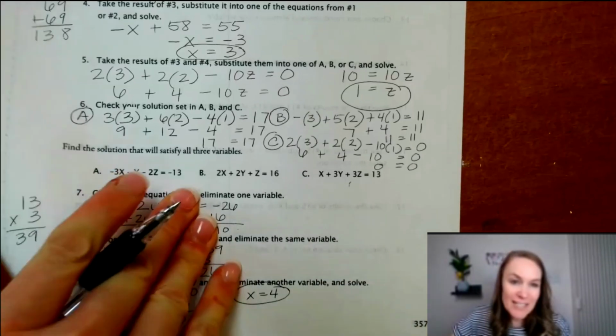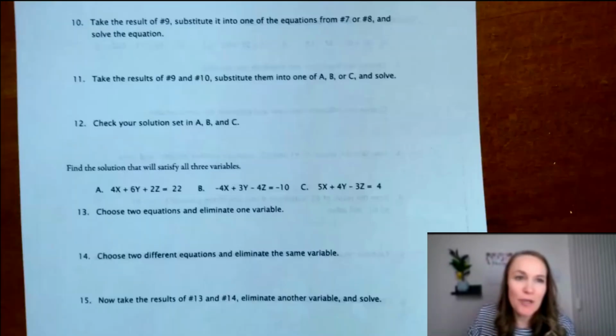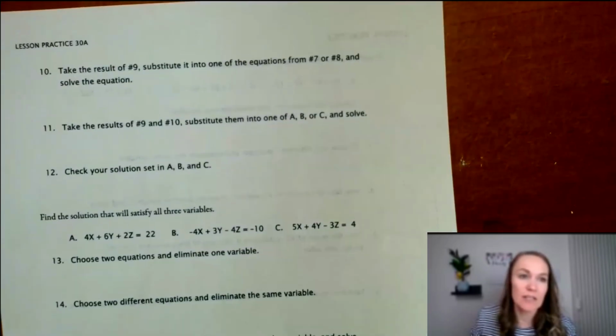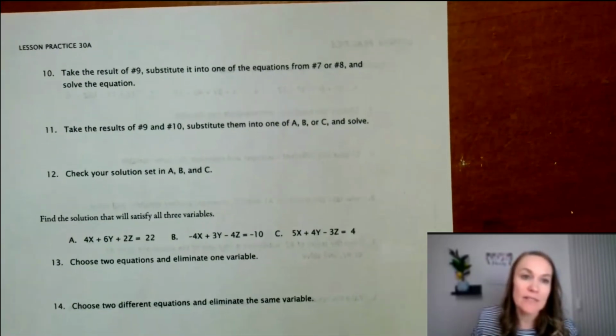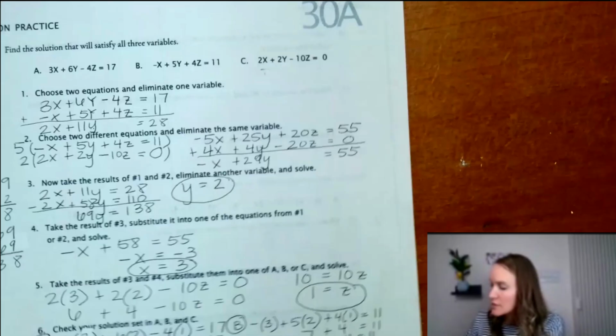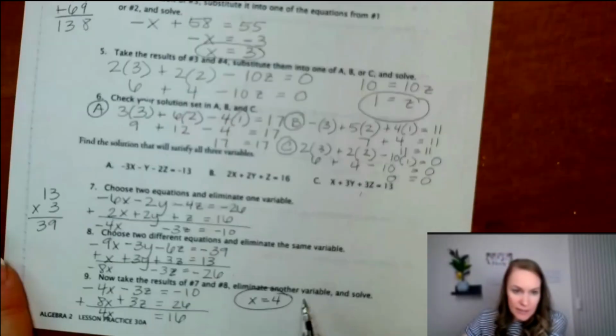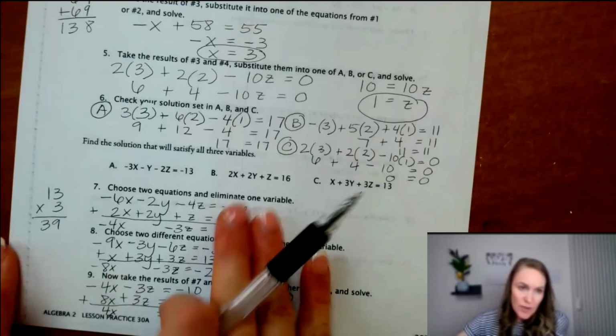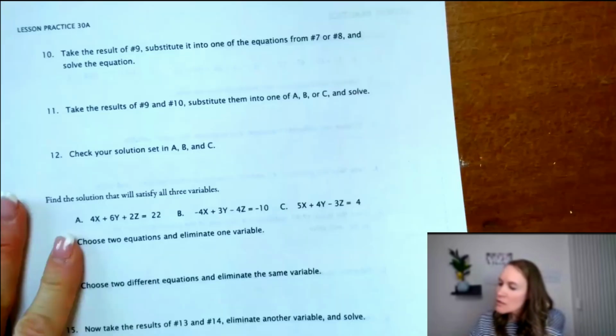Okay, what's my next step? I kind of wish they put all these steps on the same page, but they didn't. So that's okay. We're going to work with it. It's going to be fine. Take the result of 9 and substitute in one of the equations from 7 or 8 and solve the equation. Okay, so we're going to take our x equals 4 and substitute it in one of these equations, right? 7 or 8.